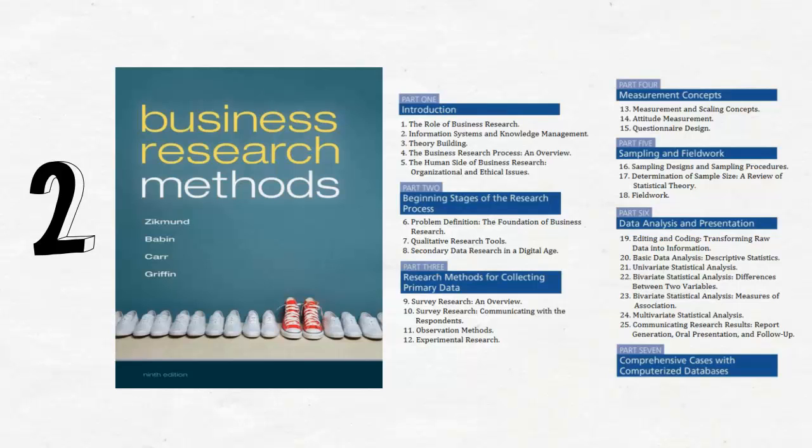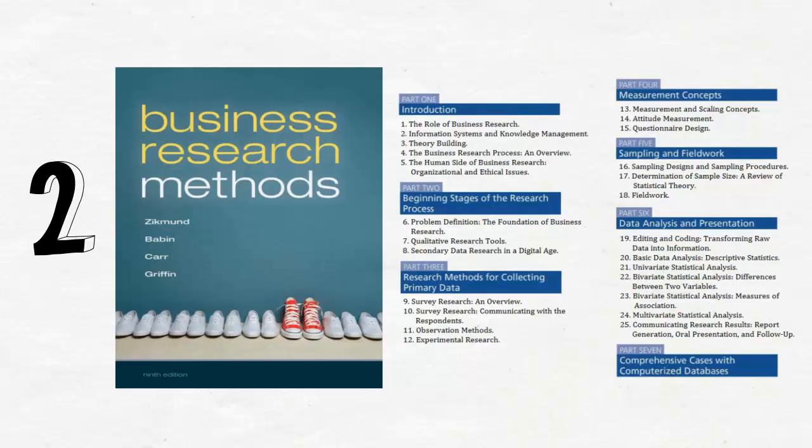Part 2 deals with the beginning stages of the research process. Here, we can learn about problem definition, the foundation of business research, qualitative research tools, and secondary data research in a digital age. Part 3 deals with the research methods for collecting primary data. Here, we can read about survey research, an overview, survey research communicating with the respondents, observation methods, and experimental research. Part 4 deals with the measurement concepts. Here, we can learn about measurement and scaling concepts, attitude measurement, and questionnaire design.